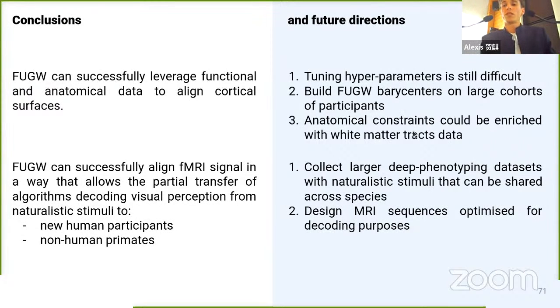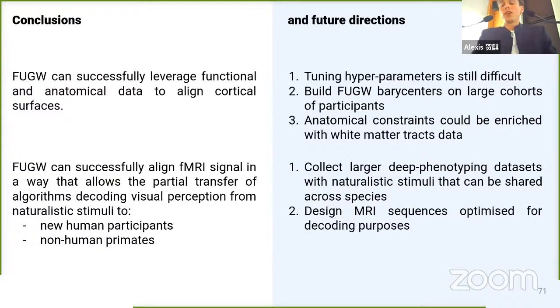Lastly, the Gromov-Wasserstein constraint that we've seen in Fugue only has cortical distances, geodesics on the cortex. But there are many interesting sets of data that I would like to use with this constraint, mostly functional connectivity matrices or white matter tracks, connections between areas of the brain.